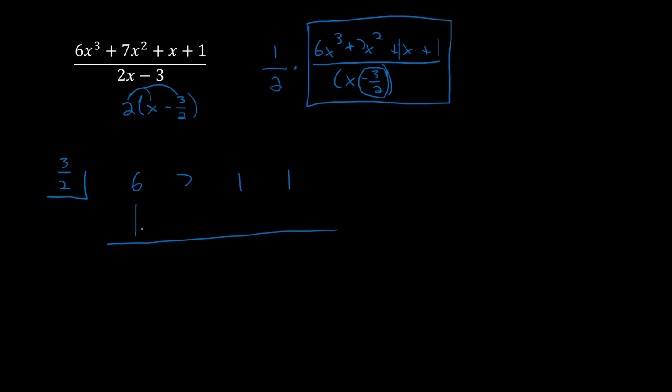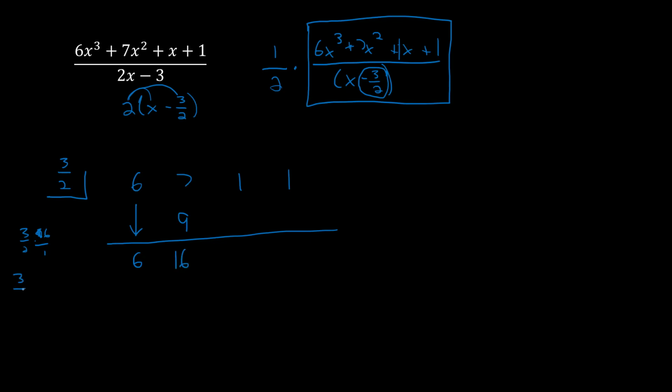We can begin by bringing down the 6. So we have 3/2 now times the 6, which gives me, I'll do this over here for those who don't know how to multiply fractions too well. 3/2 times 6, we have 18 over 2, which is going to give me 9. So this would be 9. And then we can add 7 and 9 to get 16.